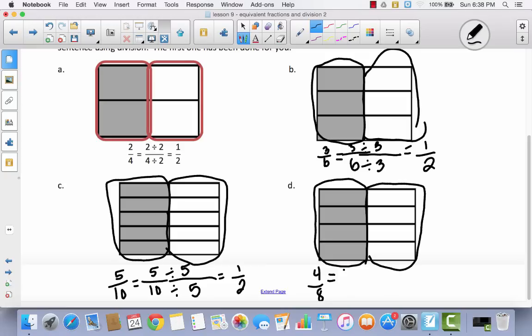So now I'm going to take my numerator, which is 4, and I'm going to take my denominator, which is 8, and I have to divide them both by the same number, and I'm trying to get to the fraction 1/2. So if I want to get from 4 to 1, I have to divide the numerator by 4 and the denominator by 4. So I have 4 divided by 4 equals 1, and 8 divided by 4 equals 2. So I have 4/8 is indeed equivalent to 1/2.